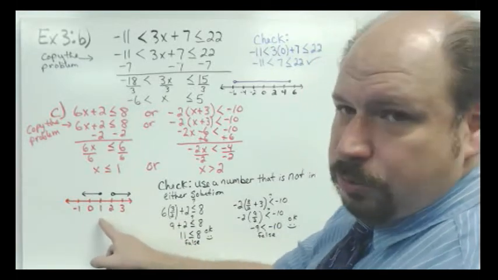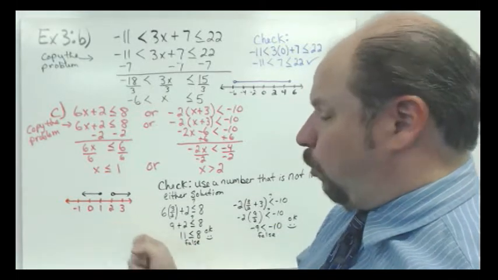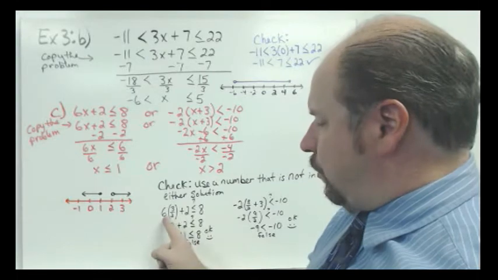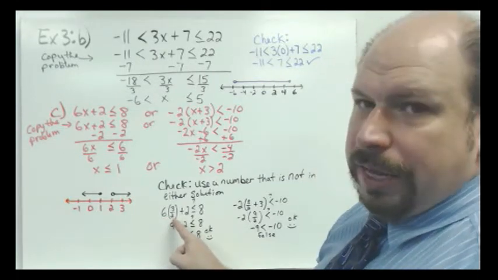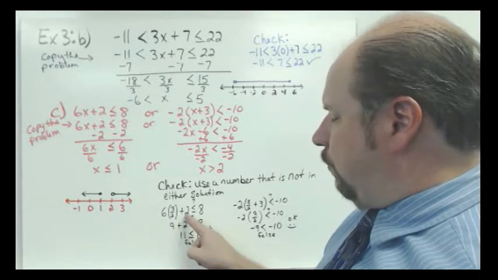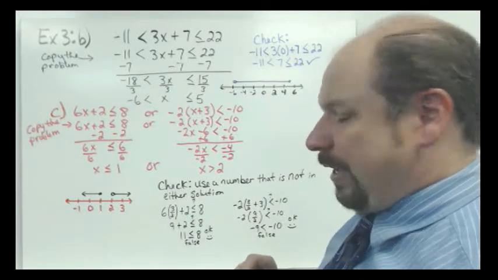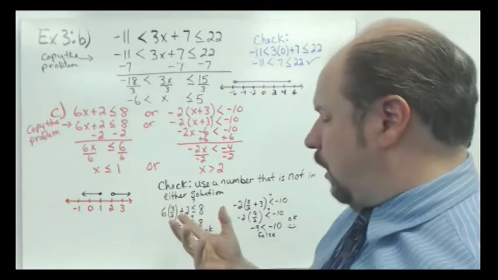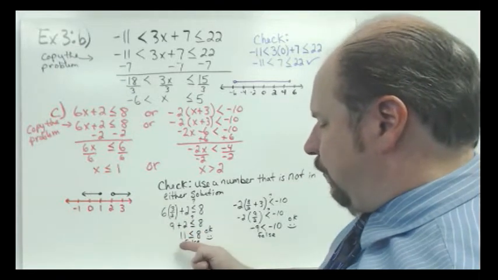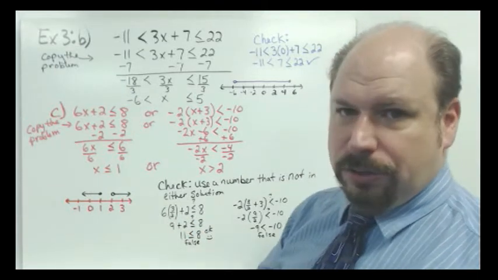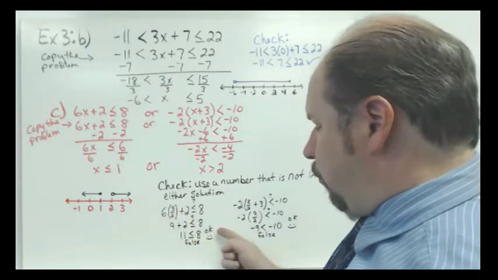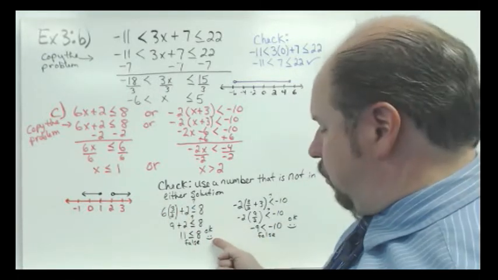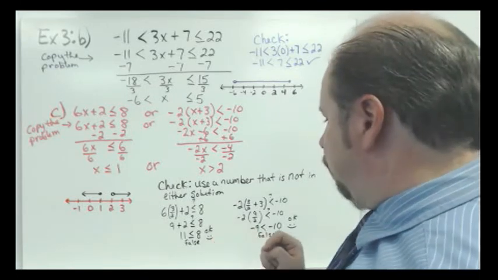So in between 1 and 2 is 1.5, or 3 halves. So if I put in 3 halves here, 6 times 3 halves is 9, plus 2 is less than or equal to 8. So we want to check that. Is that true or not? Well, 9 plus 2 is 11. 11 is less than or equal to 8. Well, that is false, which is what we wanted to happen. So that's okay that it's false, and we're good so far.